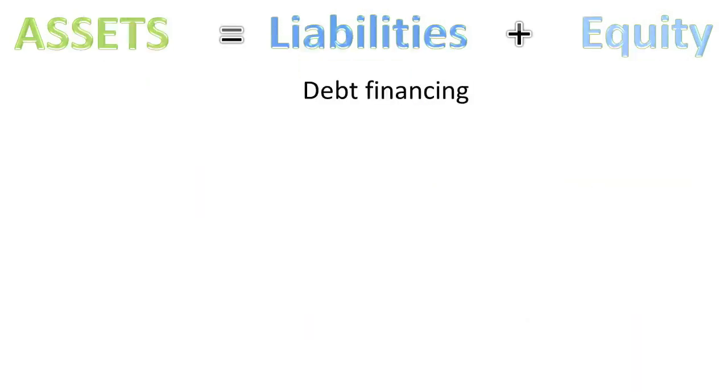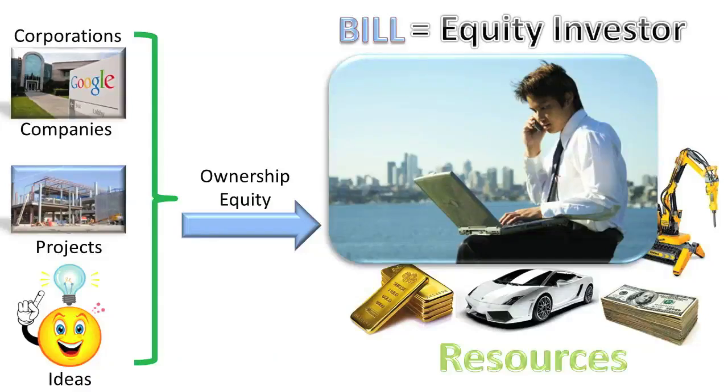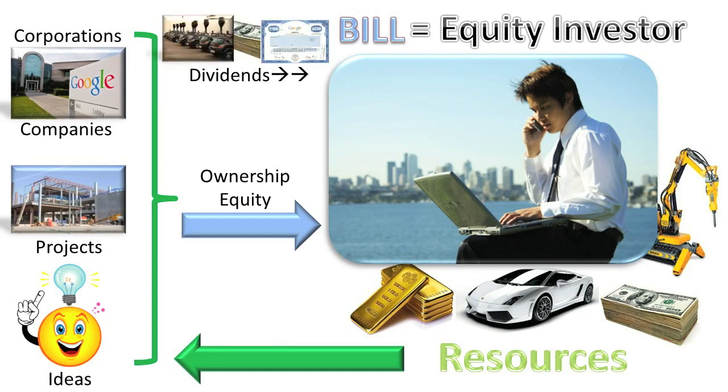A company's total debt financing, as would appear within the liabilities account, is also referred to as temporary financing because it usually must be repaid within a specific period of time. Equity investors like Bill invest in companies to achieve financial returns, which will help them grow their pile of resources. Bill's equity investments can provide him financial returns in two different ways. One, he can receive dividend income when the companies he invests in pay out their profits in the form of stock, cash, or other asset dividends.